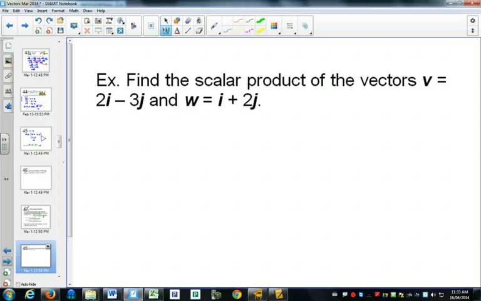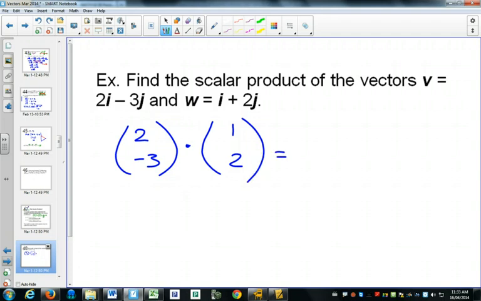So here's our first example. Our one vector is 2, minus 3. Dot product, our other vector, is 1, 2. Multiply the x's, you get 2. Multiply the y's, you get minus 6. Add them together. We have a dot product of minus 4.